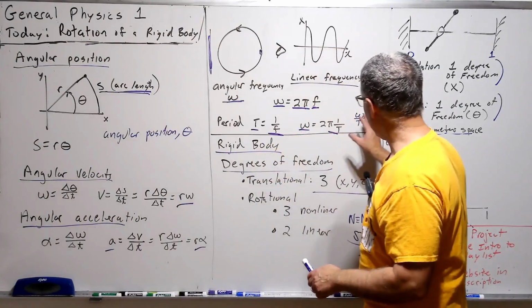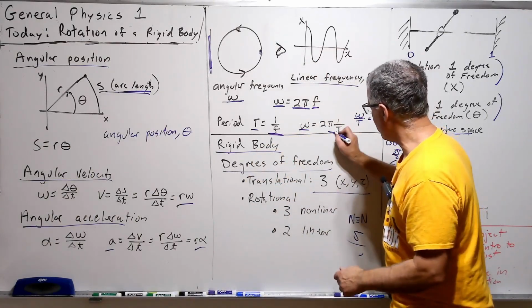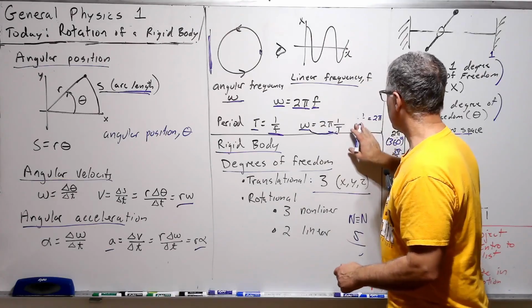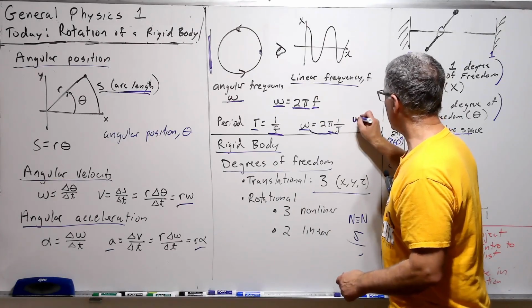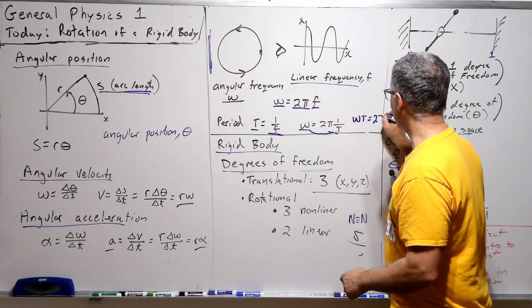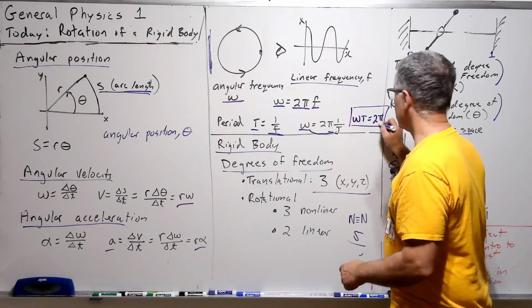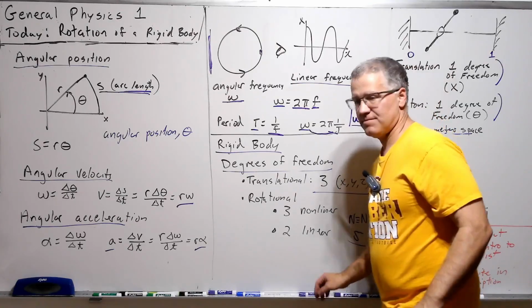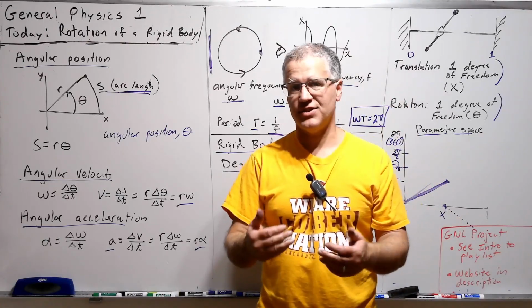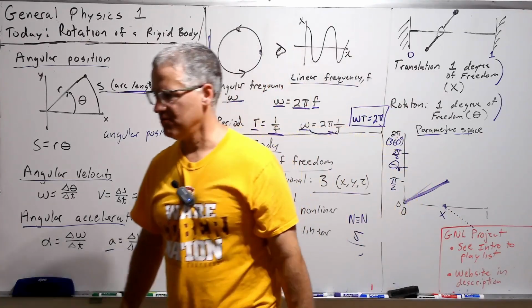Sorry to interrupt, I did my algebra wrong here. Bring the T over. So omega times T is equal to 2 pi. So get that corrected in your notes, and then we'll go on to the rest of the video.